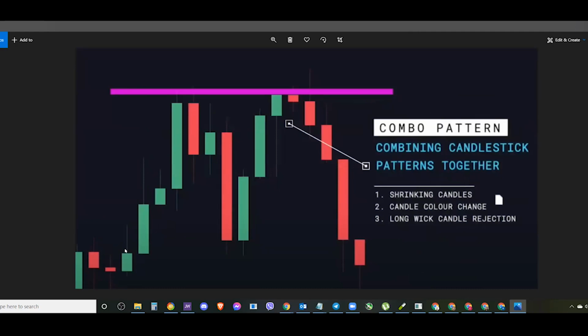So kung mapapansin nyo, kahit dito yung sample dito, nagkaroon ng color change, green siya. So paangat ang price, paangat, tumama sa resistance natin, and then naging pula. So possible changes na yan ng trend natin. So bukod dito, makikita mo nagkaroon din ng shrinking pattern, tapos long wick rejection. So ito yung mga long wick natin na rejection. So nagkaroon tayo ng candlestick pattern doon sa 6 na pinakita natin kanina.